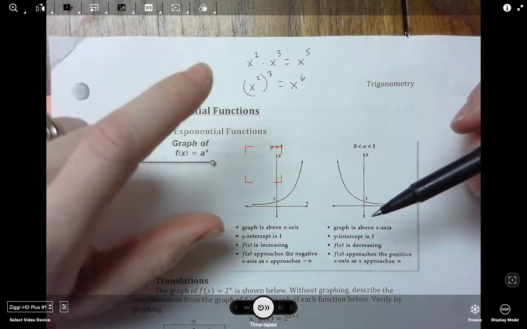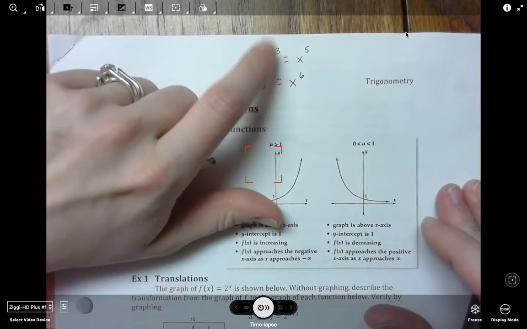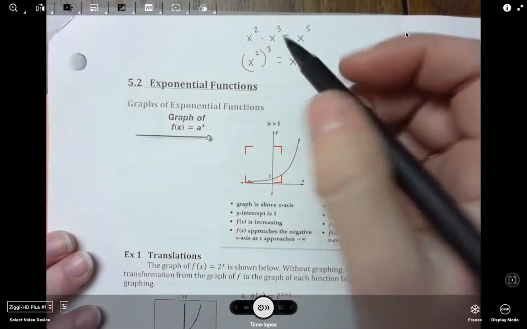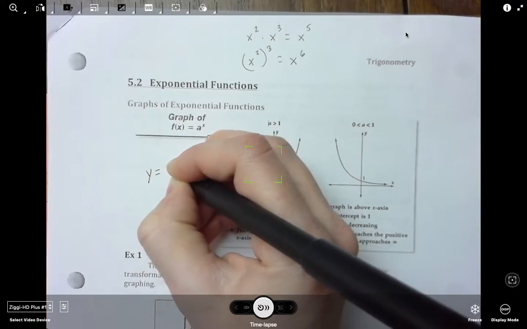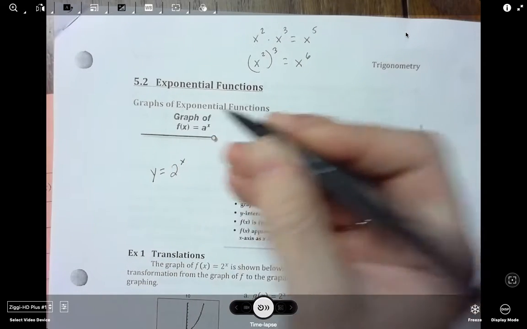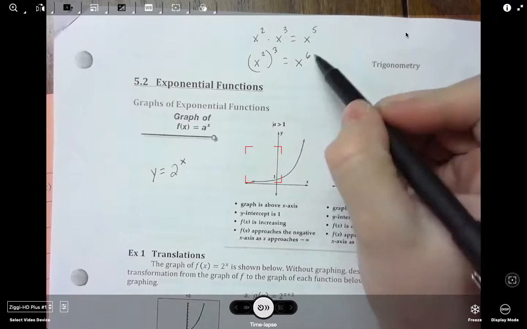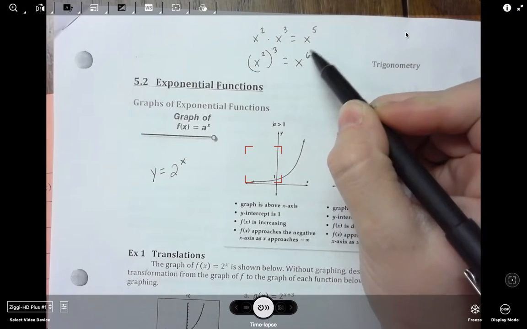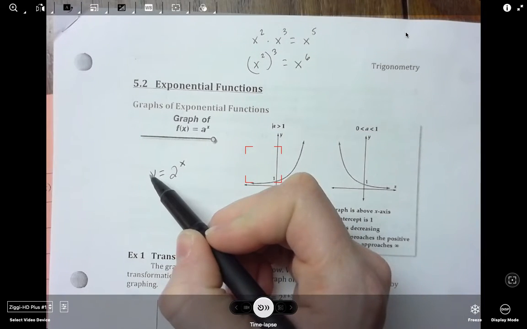In 5.2, they introduce exponential functions, which is just a little bit different than exponents. We're talking mostly about things like y equals, let's say, 2 to the x power. In exponential functions, your exponent is your variable. It's not the other way around. You don't have a numerical exponent and a base that is your variable. Here they're switched around, okay?